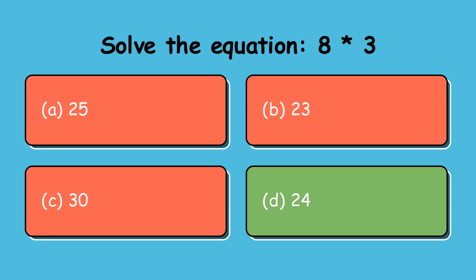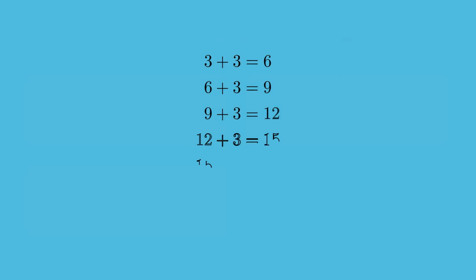Correct answer is D. This problem requires us to multiply 8 times 3. To begin, notice that multiplication is essentially repeated addition. So in essence, the problem is asking, if we have 8 groups of 3, how many do we have in total? One way to illustrate this is by placing 8 threes in a row.